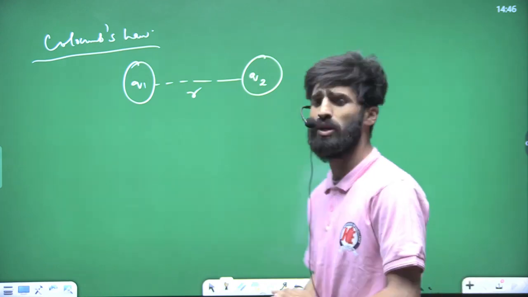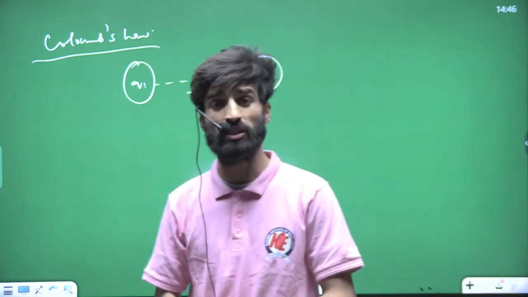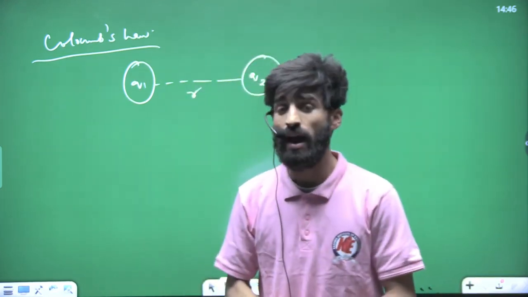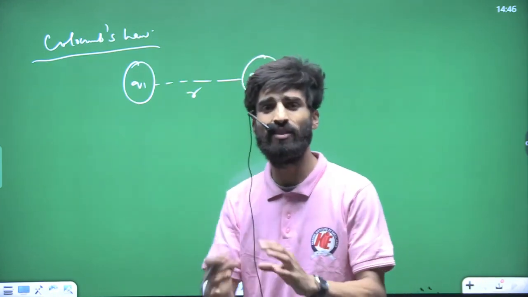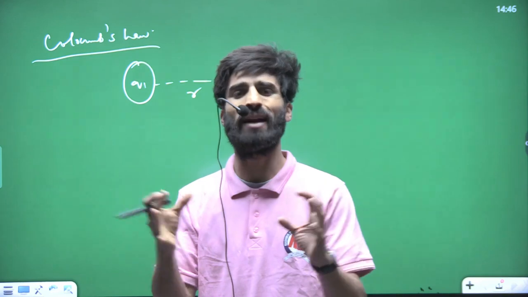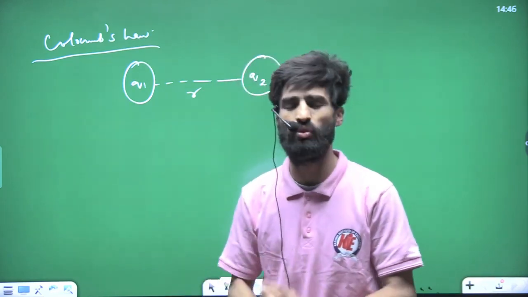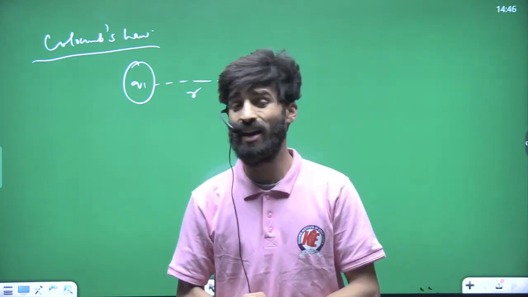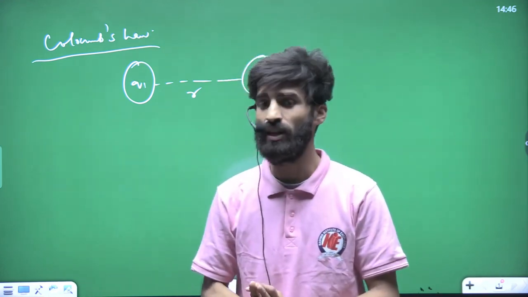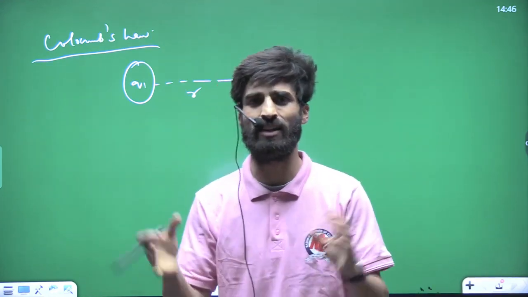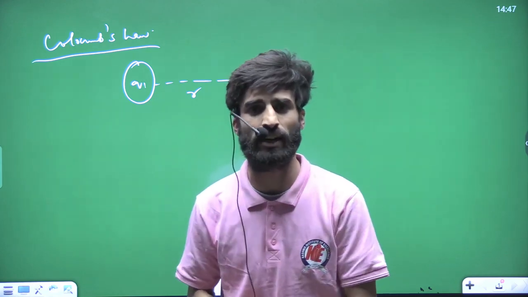Now, as per Coulomb's law, whenever we have two stationary point charges separated by a distance of r, there will be a force of attraction as well as a force of repulsion. If they are like charges, they will tend to repel with the force of repulsion, and if they are unlike, they will attract with the force of attraction.